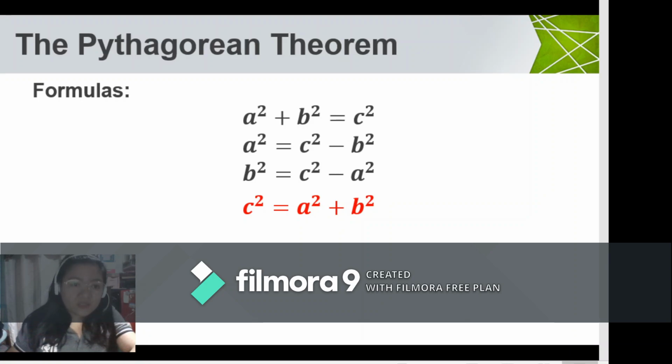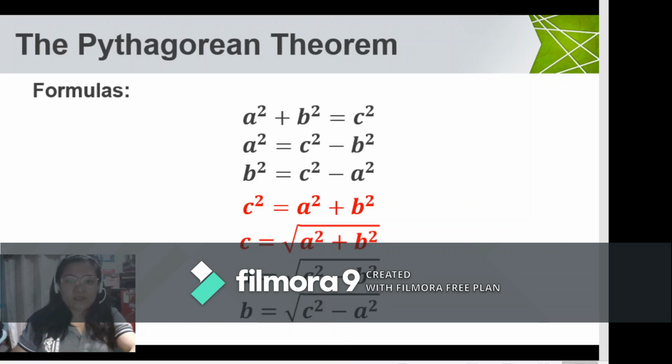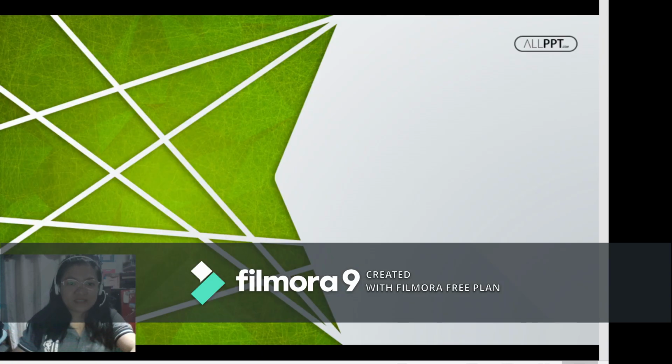To get the value of C, A, and B, we have to get the square root of both sides. Therefore, C is equal to the square root of A squared plus B squared, and A and B are equal to the square root of the difference of C squared and the square of the other side. Okay, let us have an example.